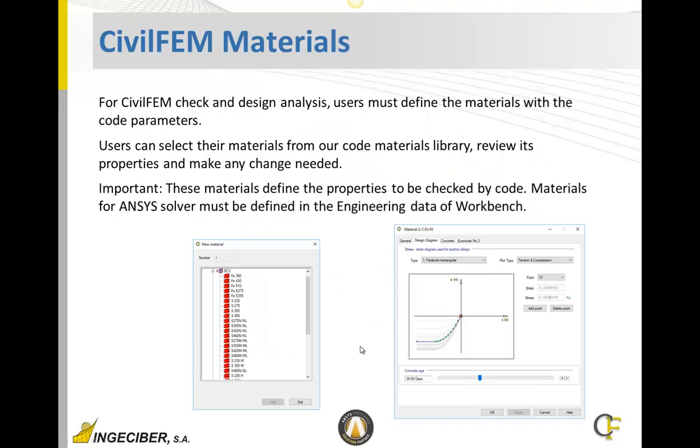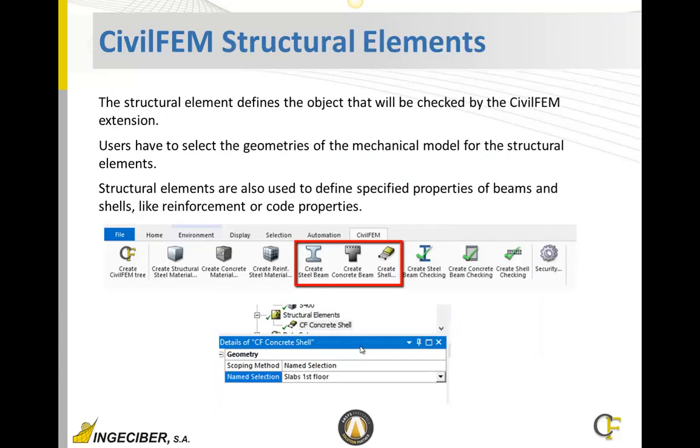Okay, the next property we need to define in CivilFEM are the structural elements. The structural element defines the object that will be checked or designed by the CivilFEM extension. Users have to select the geometries of the mechanical model to identify these structural elements. But the structural elements are also used to define specific properties of beams and columns, like reinforcement or code properties.